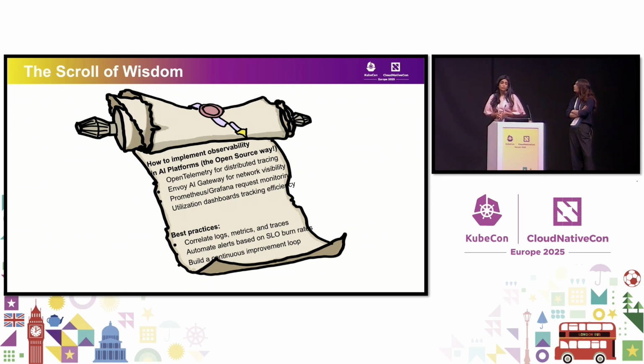To wrap things up, if you're building or running an AI platform, observability isn't optional, it's foundational. We have seen how a robust observability stack built with open source tools such as OpenTelemetry, Prometheus, and Envoy gives you full visibility across inference pipelines, networking layers, and GPU resource usage. But tooling alone is not enough. Best practices matter. This means correlating your logs and your traces to shorten your mean time to resolution. It also means setting smart, achievable SLOs and automating alerts based on burn rates and not just vanity metrics.